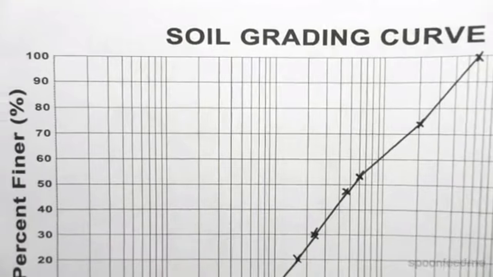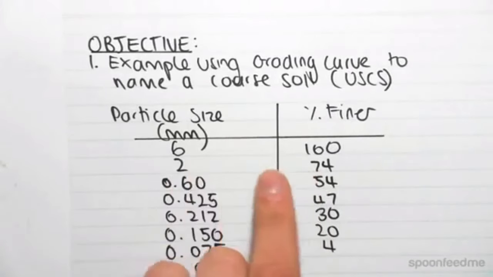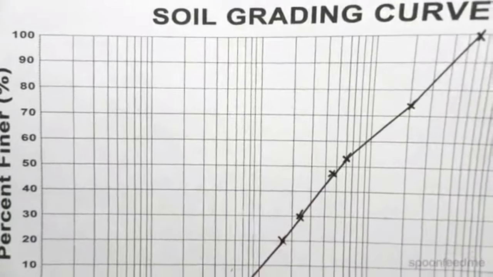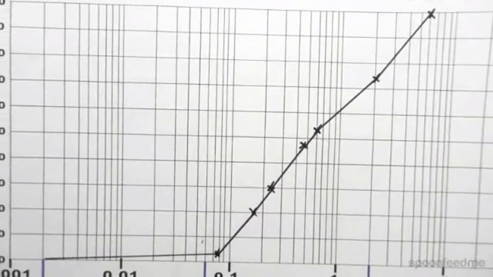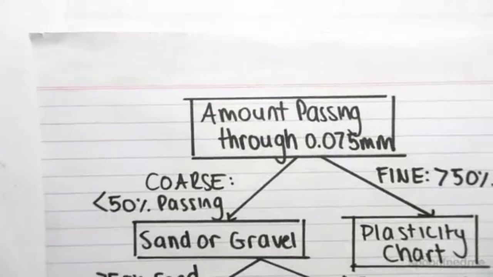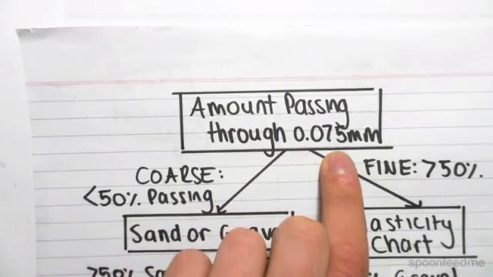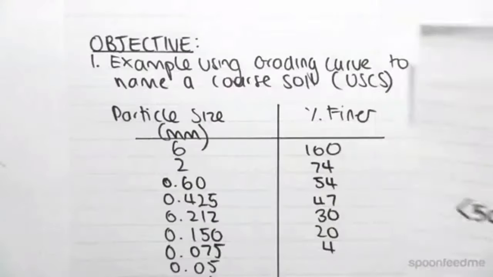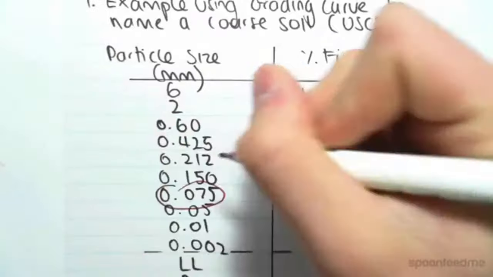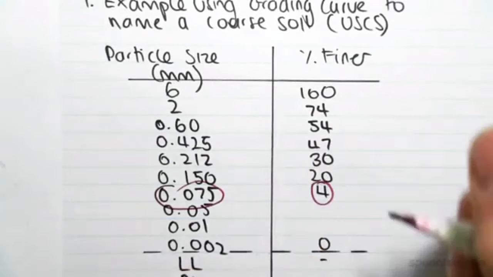Once again, it's very simple to graph. You just graph the corresponding points and you join them all up. So this would be our gradient curve for this example. Now the first thing we need to do on our flowchart is determine the amount passing through 0.075 millimeters. So we can see this from our table. If we go to 0.075, 4% has passed through.